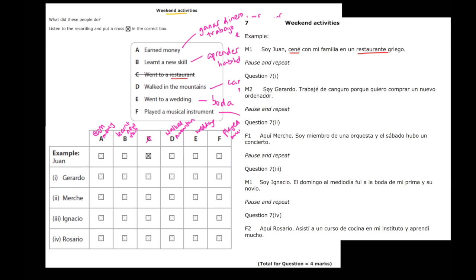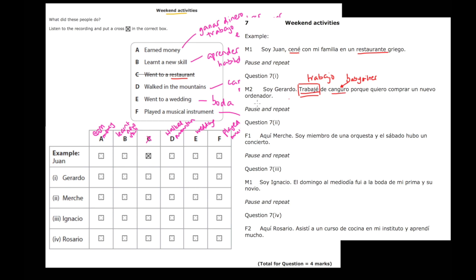Gerardo says, "Soy Gerardo, trabajé de canguro porque quiero comprar un nuevo ordenador." So we've got here trabajé, which is a word we mentioned, trabajo or trabajar. That hopefully helped. And also remember I said, think of some jobs, and I came up with cafeteria. The cafeteria didn't come up, but the word canguro came up, which is babysitter. Literally, it's kangaroo, but this is canguro.